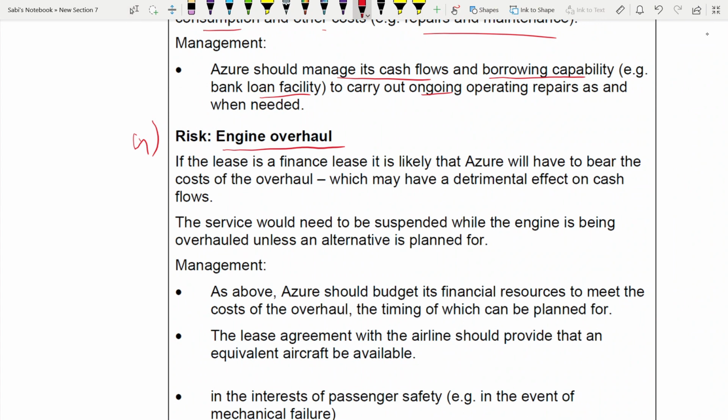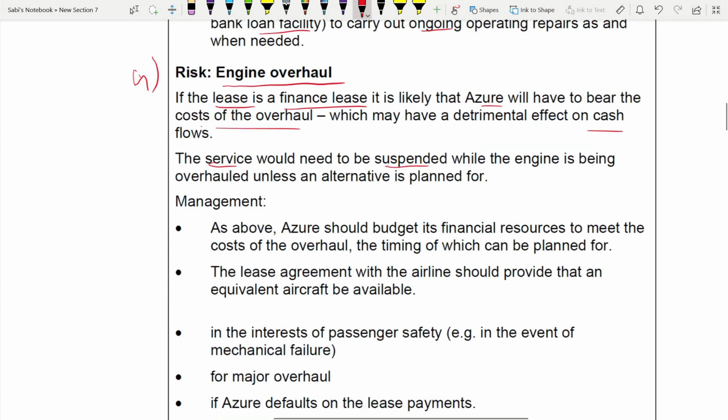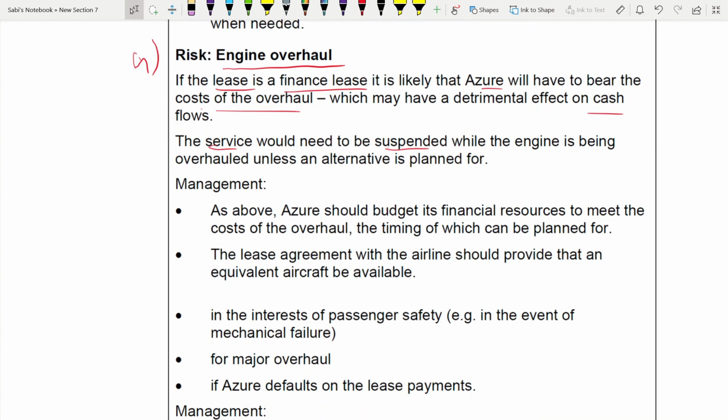See, they are taking it on a lease. If the lease is a finance lease, what happens? They will have to bear the cost of the overhaul, the company. So because they have to bear the cost of the overhaul, cash will decline. Also your service needs to be suspended while that engine is being overhauled unless you have an alternative plan. So what can management do while overhauling? They should budget their financial resources to meet the cost of the overhaul. When they are budgeting their financial resources, they have to make sure that they are going to face this overhaul cost. So timing has to be planned for it.